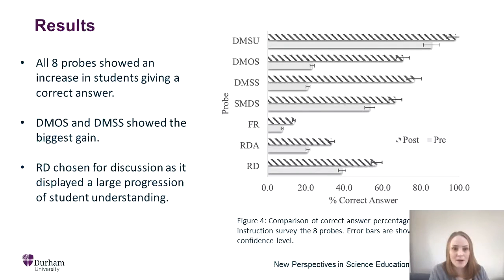This figure here shows a comparison of all 7 of the numerical probes that we used. We can see the biggest increase in our post-test measurements is in the DMOS and the DMSS. So this is different mean outside spread and different mean same spread. The repeated distance was chosen for discussion because actually it showed a large potential for students to improve their scores, though some of them still are in this liminal state where they're actually giving quite complex answers in some questions, but in some of the more simple ones they're reverting back to their much more simplistic numerical comparisons.